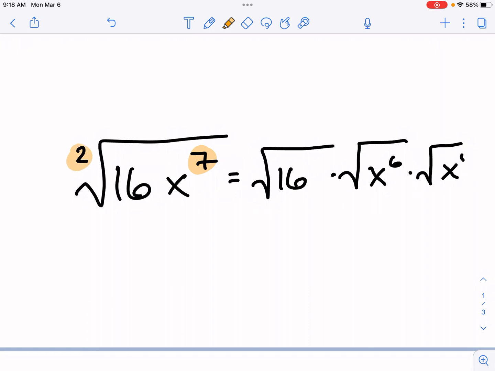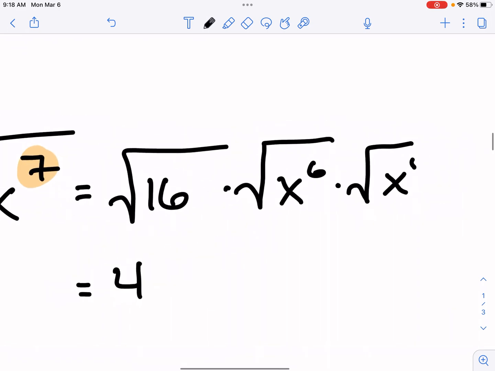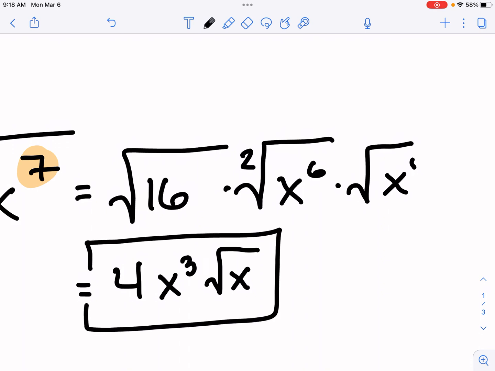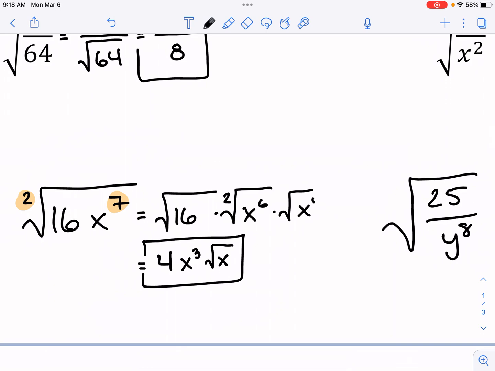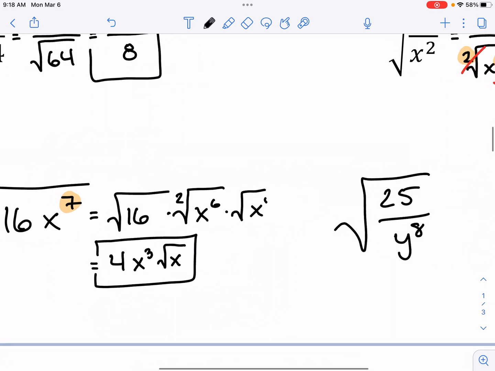It's 3. You don't have to write a 3 anywhere, but you're writing 2 times 3, which is 6, and that remainder as well. Okay, square root of 16 is 4. This second one, our index is 2, so you're dividing 6 by 2. That's where that 3 comes from. This is x to the 3rd power. And then this final thing here, it cannot simplify. This is just x to the 1st power, or just square root of x. So this is our final answer. 4x cubed times radical x.